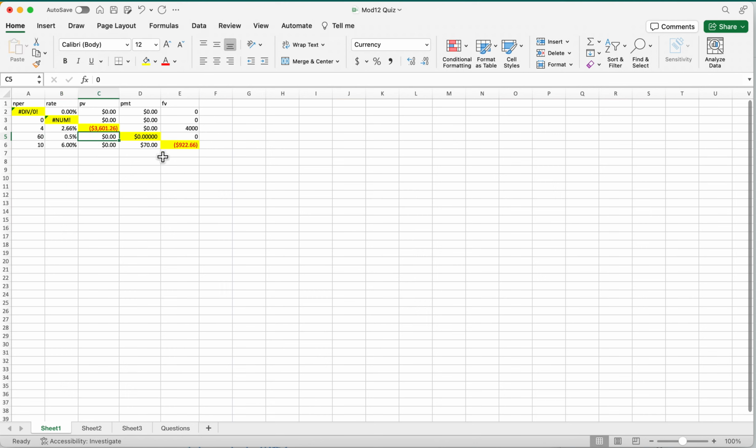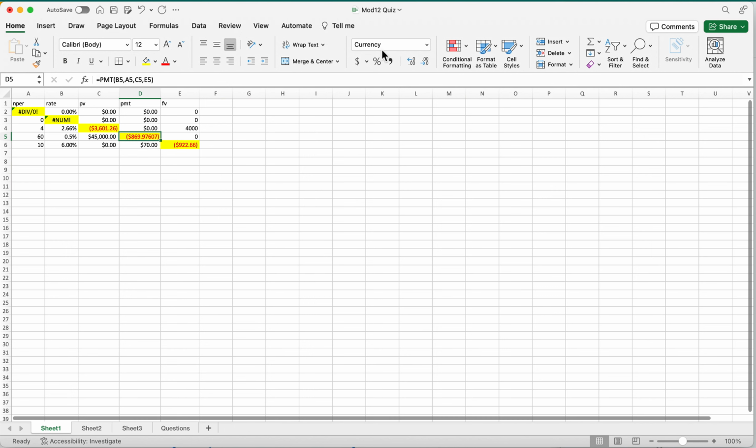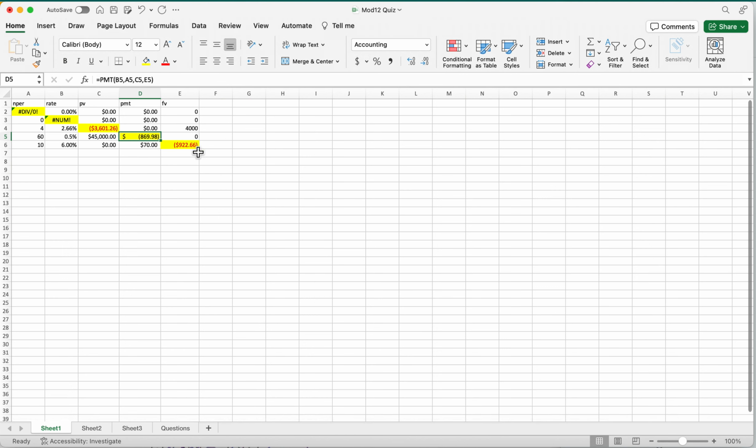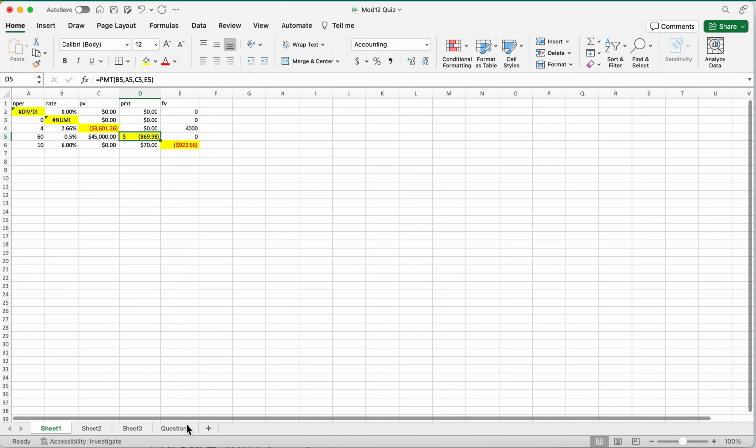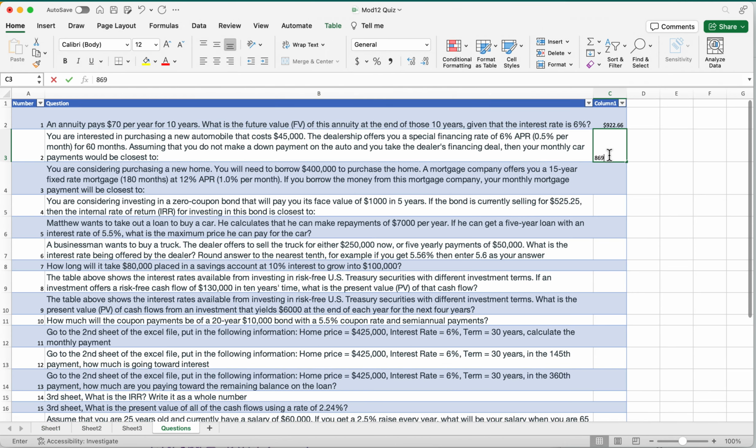That's what you really want. We're trying to borrow $45,000 today. At the end of the loan, in the future, we want that to be equal to 0. So the future value is equal to 0. So therefore, the value of our payments is $869.98. If we were to put this in dollar form, $869.98. So again, if you got 869.98, then you did this formula correctly. So just go back to the assignment, change the numbers around. Whatever answer you get, that's the answer.